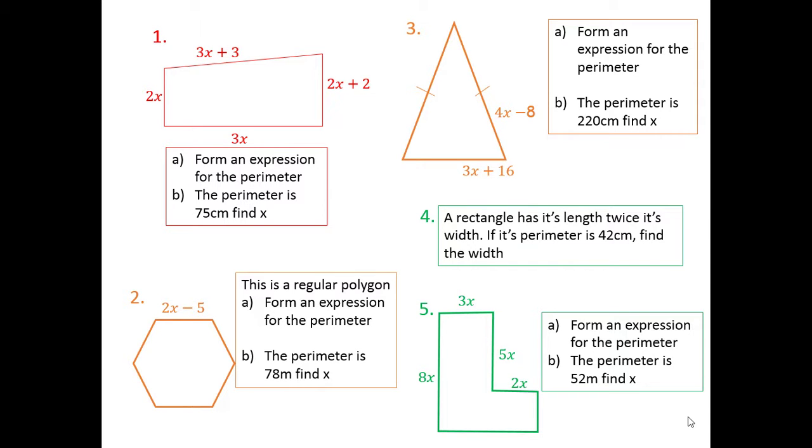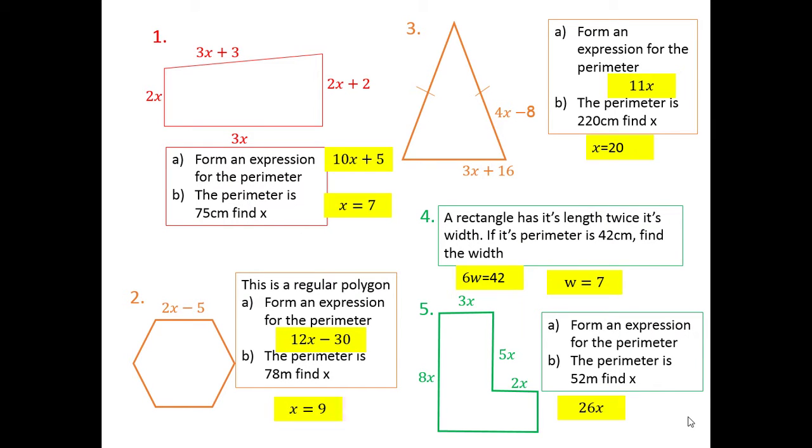Okay, let's just quickly go through this. So the first one is forming the expression for the perimeter, which is 10x plus 5. And then, of course, you have to make it equal to 75, and then you solve it. x is equal to 7. These are the rest of the answers. These are fairly straightforward if you follow the procedure we've done in the example before this.